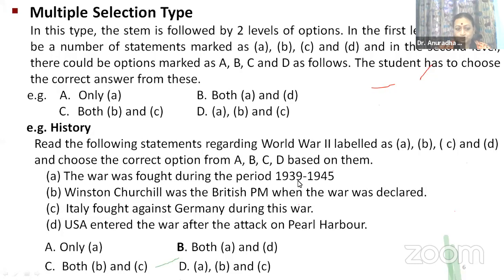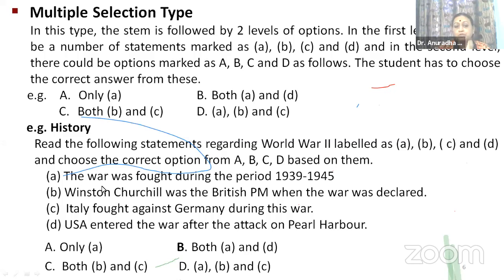Yes, that is true. Winston Churchill was the British PM when the war was declared. He was not the PM when the war was declared. At that time it was Chamberlain who was the PM. So this is the wrong answer, and it is an efficient distractor also. Italy fought against Germany. Sorry, Italy fought with Germany, along with Germany during this war. USA entered the war after the attack on Pearl Harbor, which is correct.